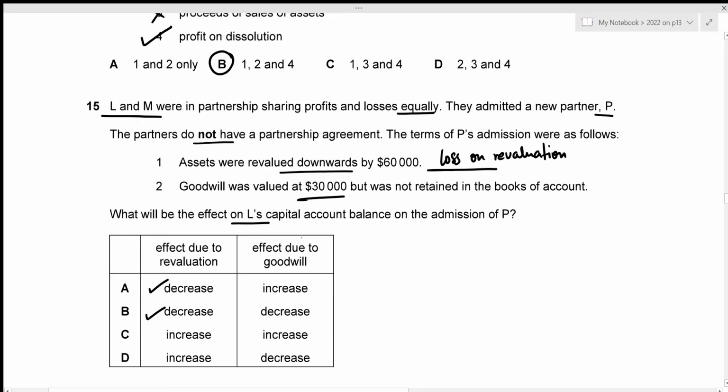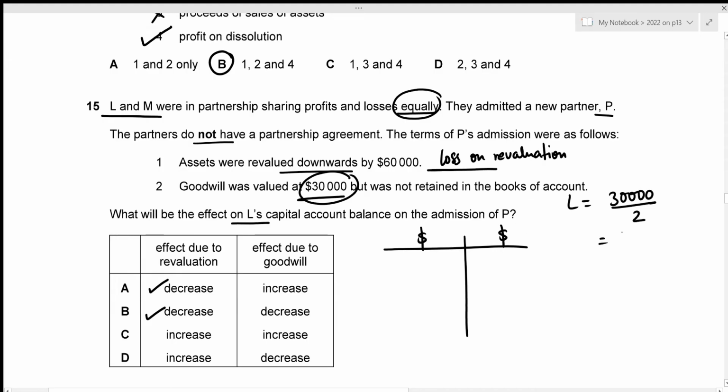And then we have effect due to goodwill. So let's just record the goodwill only for L's capital account. We know that the goodwill based on previous profit sharing ratio is to be recorded on the debit side of the capital account. And we can see that the goodwill was valued at 30,000. If we look at the previous profit sharing ratio, that is shared equally among two partners, right? So for L, he's going to get 30,000 by 2, which is 15,000.